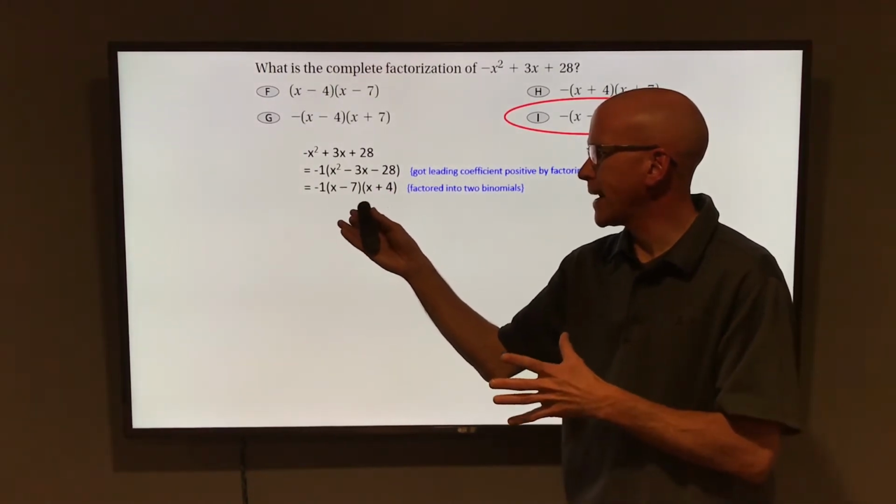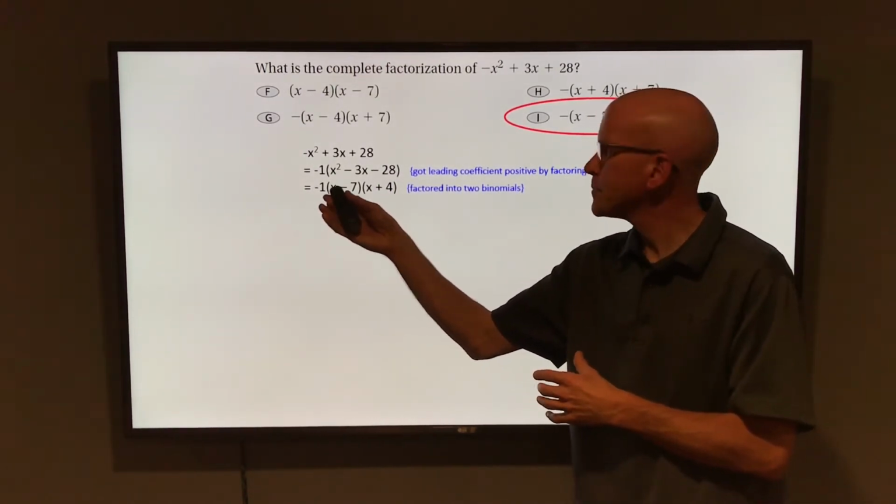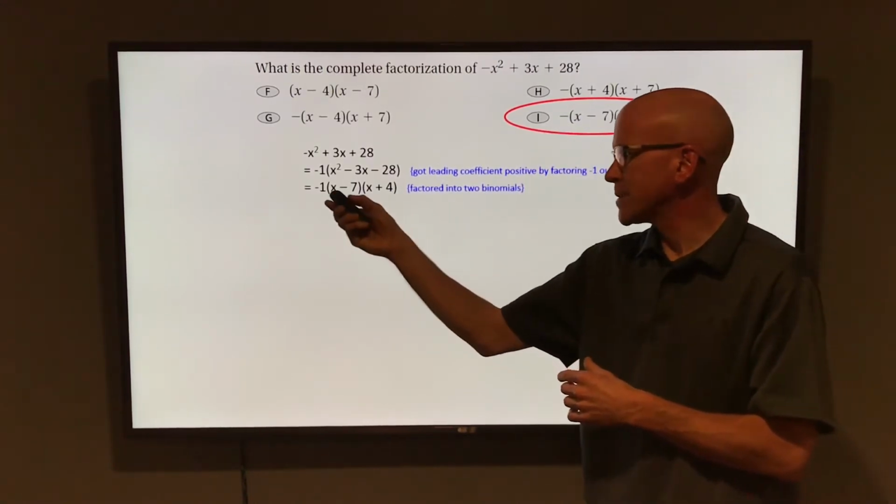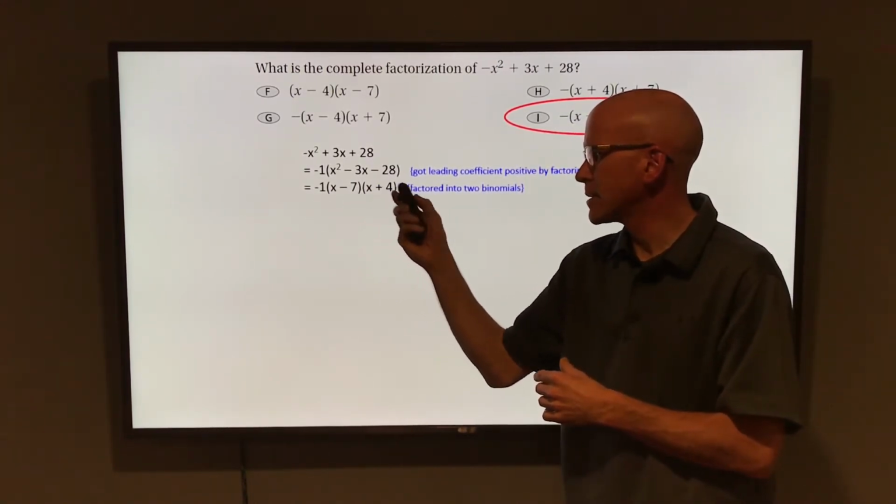So completely factored, we factored a negative 1 out. You really don't need to write a 1, just the negative sign will do. So it's the negative of x minus 7 times x plus 4.